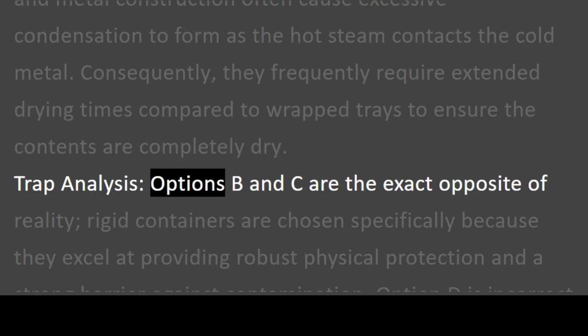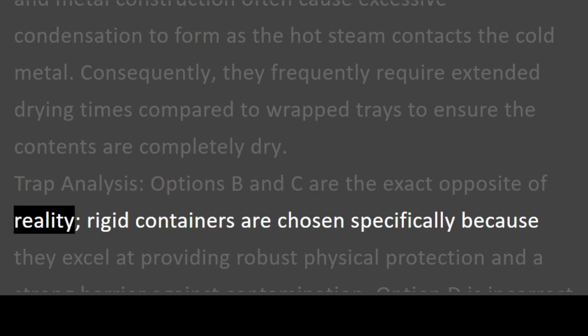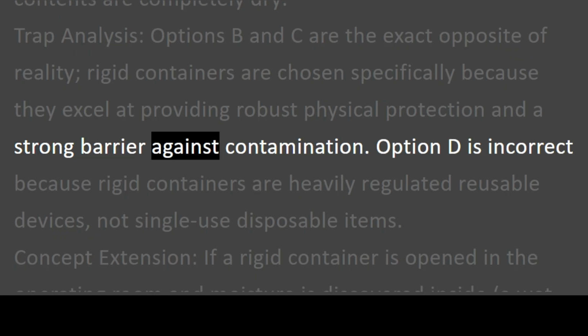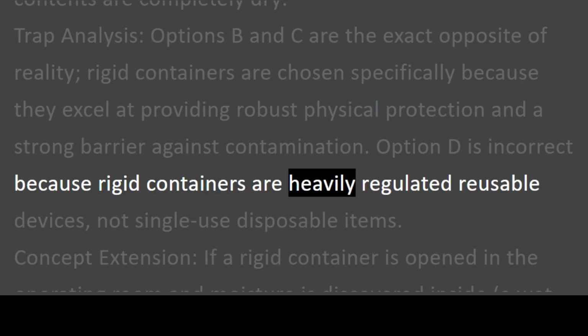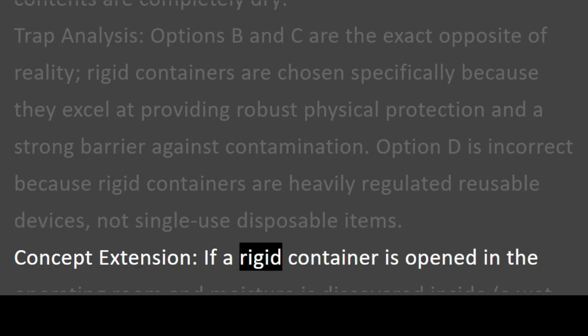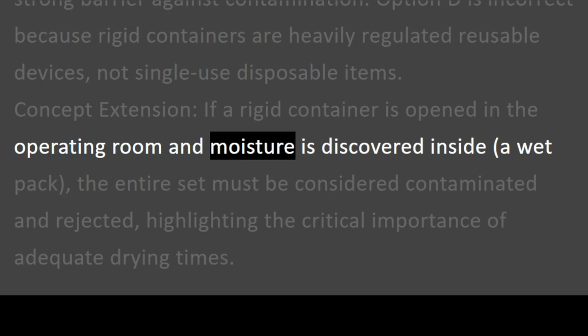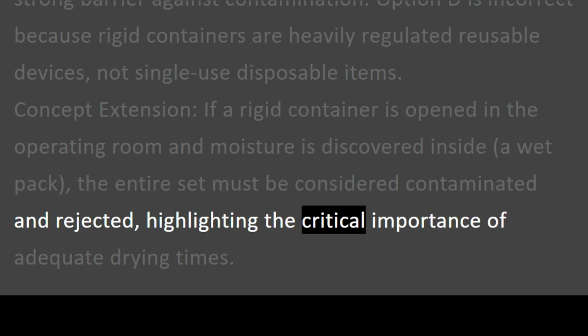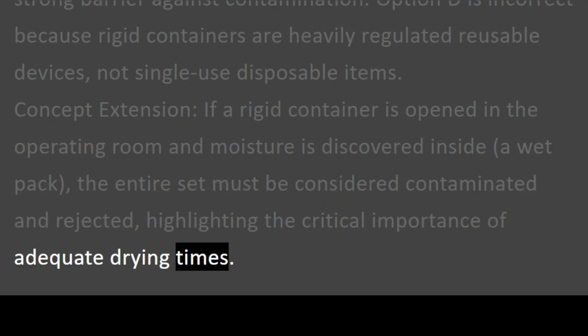Trap analysis: options B and C are the exact opposite of reality. Rigid containers are chosen specifically because they excel at providing robust physical protection and a strong barrier against contamination. Option D is incorrect because rigid containers are heavily regulated reusable devices, not single-use disposable items. Concept extension: if a rigid container is opened in the operating room and moisture is discovered inside, a wet pack, the entire set must be considered contaminated and rejected, highlighting the critical importance of adequate drying times.